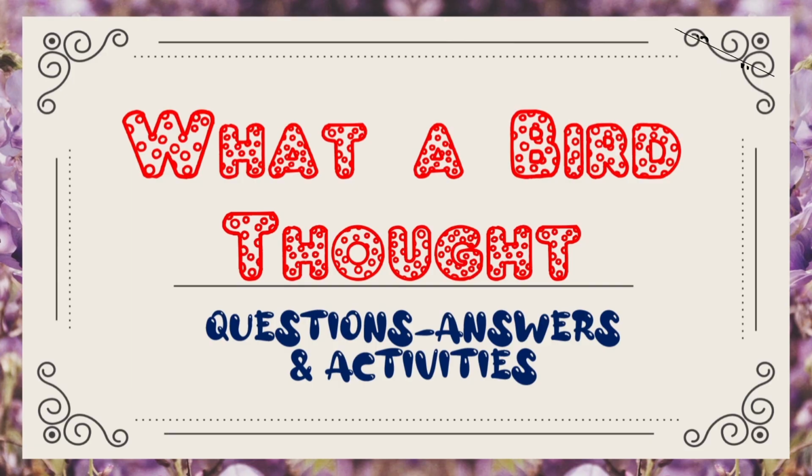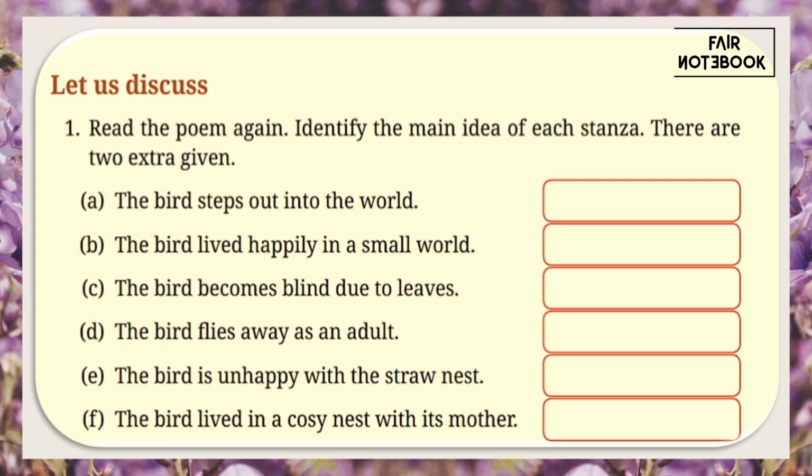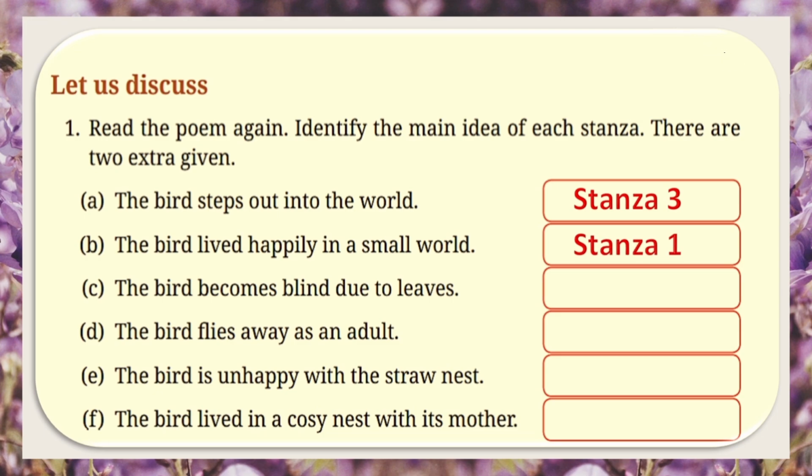Question answers and activities. Let us discuss. Read the poem again. Identify the main idea of each stanza. There are two extra given. The bird steps out into the world. This line is related to stanza 3rd. The bird lived happily in a small world. This line is related to stanza 1. The bird becomes blind due to leaves. This line is incorrect as it does not relate to any stanza.